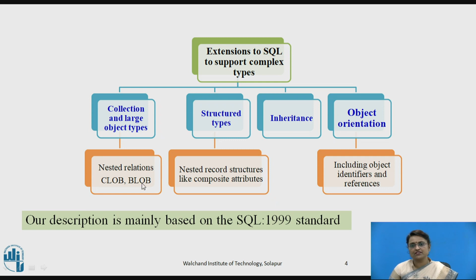In the structured types, the nested record structures are there, composite attributes are there, we can apply arrays, multi-sets, sets, and inheritance also in SQL. And in object orientation, we are including object identifiers and references also. One object created is referred to by another table. Whatever we talk about in this session is mainly based on the SQL 99 standard. A few of the statements, definitions or syntax may not work in other SQLs, so we have taken SQL 1999 as the base.